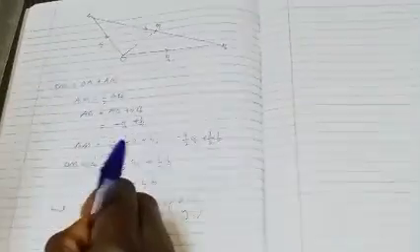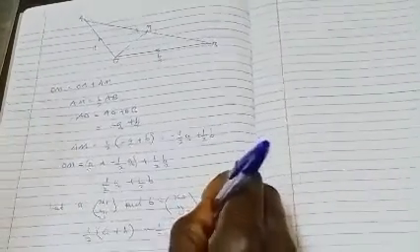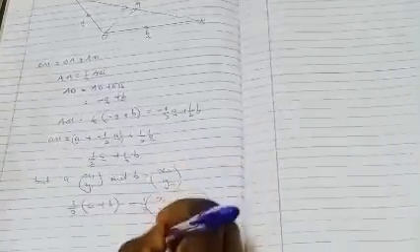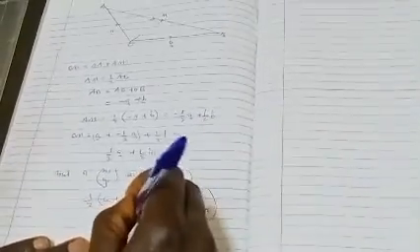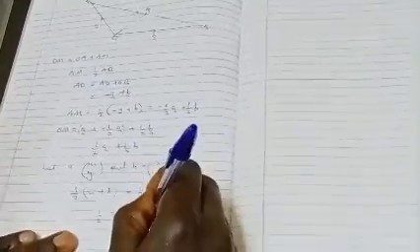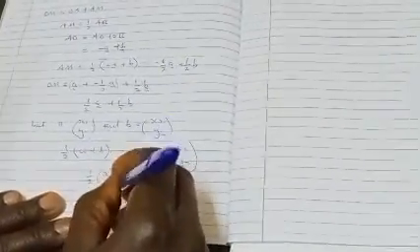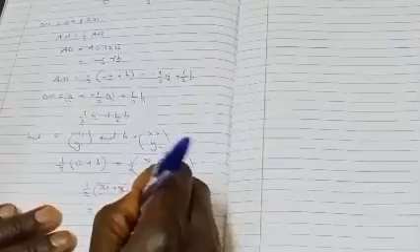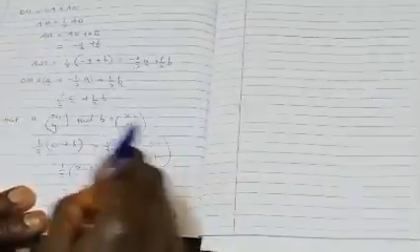Therefore, a half into (a plus b) should be a half into ((x1, y1) plus (x2, y2)). And you can only add x to x and y to y. So that is a half into (x1 plus x2, comma, y1 plus y2). So this gives us the midpoint to be ((x1 plus x2) over 2, comma, (y1 plus y2) over 2). So this is the general form of getting the midpoint.